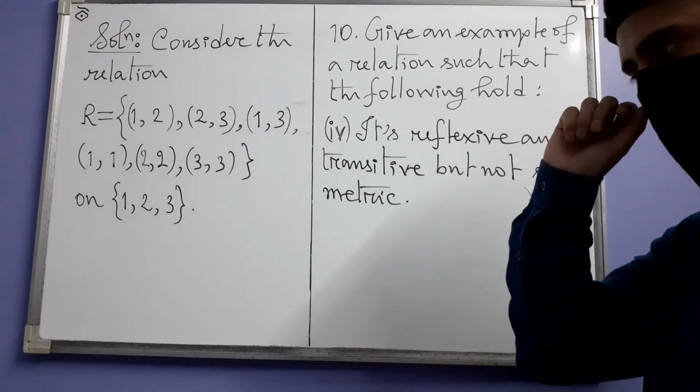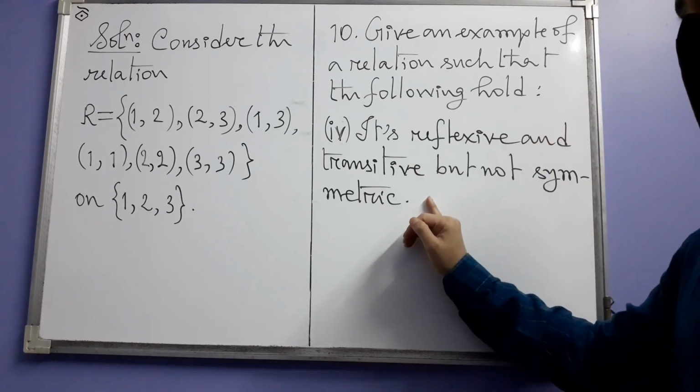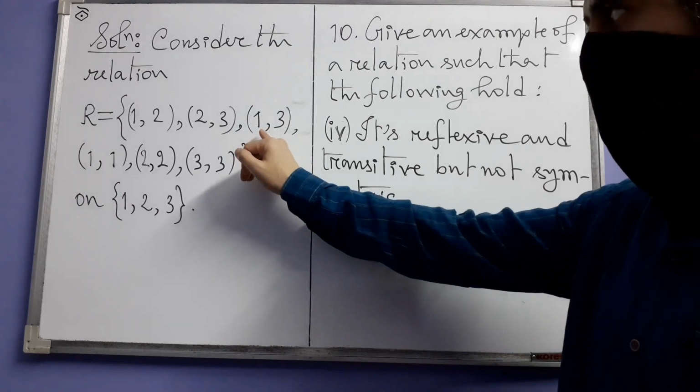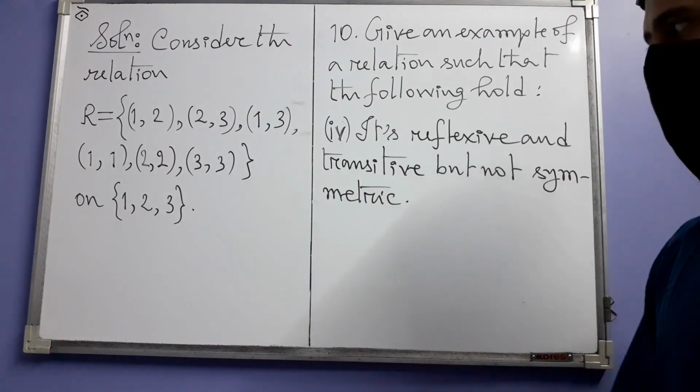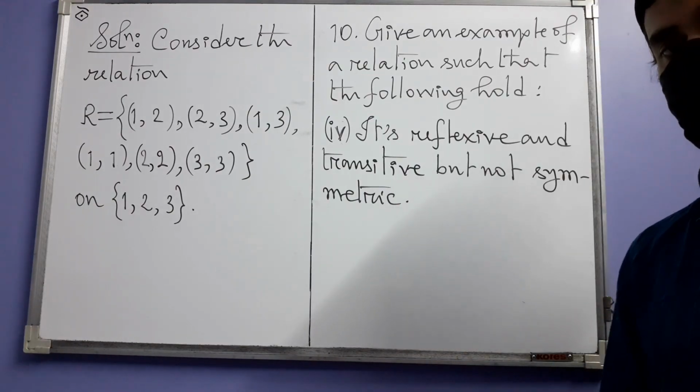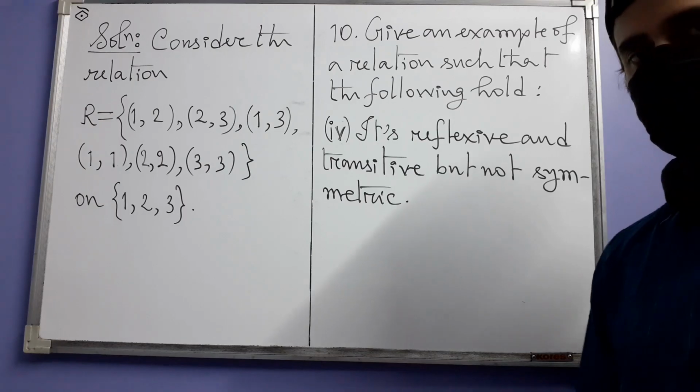So it is transitive, but it's not symmetric. For example, you have (1, 3), but there is no (3, 1). So that is part 4. And I think there is a part 5 also, so let us next see that.